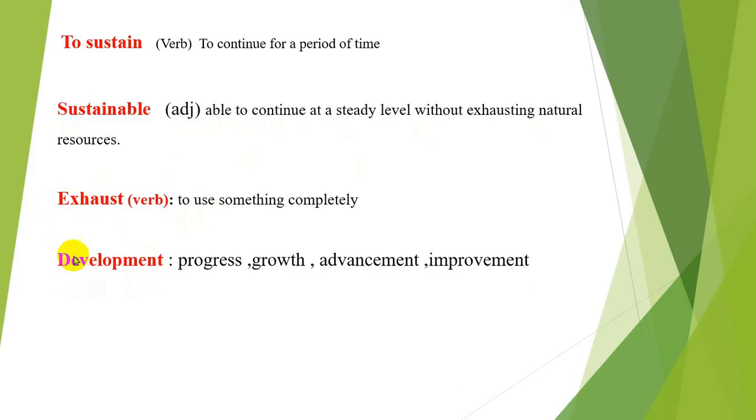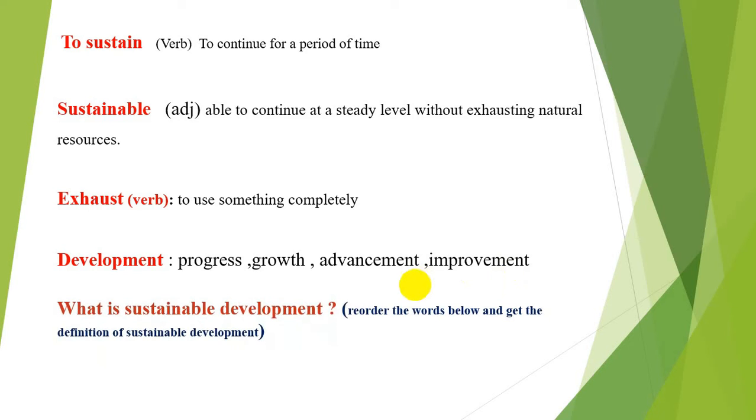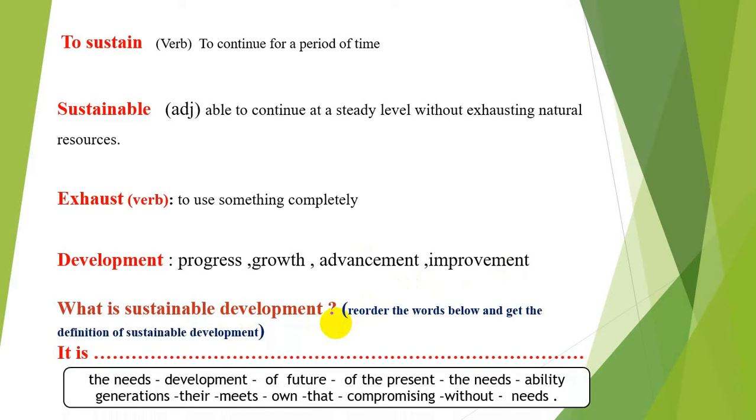And the word development, I am sure it's clear for every one of you. It means progress, growth, advancements and improvements. Well, now I want you to take your copybooks, take a pen and try to reorder these words, put them in the right order, and you will find the definition of sustainable development. So take your time, pause the video, use a pen and copybook, and try to reorder the words.